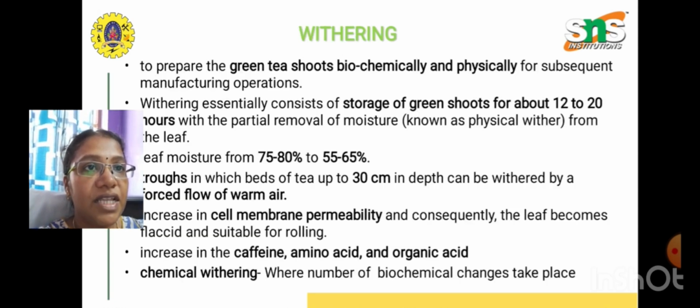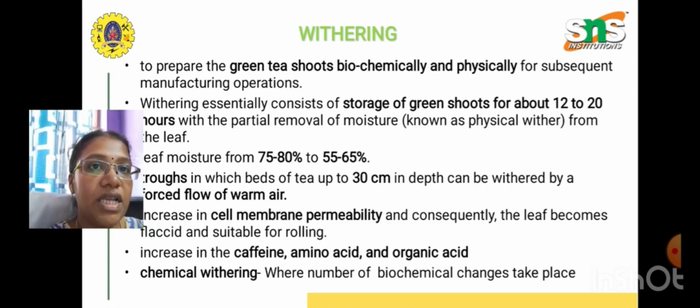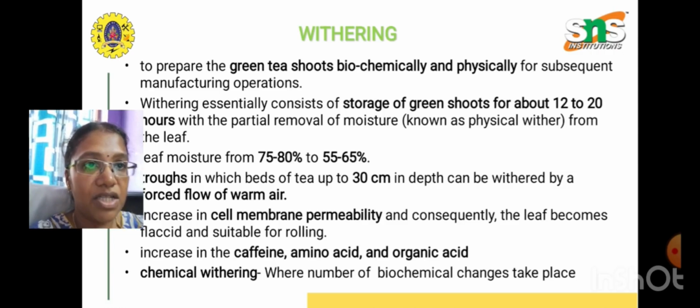And next is the withering process. So in black tea processing, withering is nothing but preparing the green tea shoots biochemically and physically for subsequent manufacturing operations. Withering is essential because of the storage of green shoots for about 12 to 20 hours with the partial removal of moisture from the leaf. So here the leaf moisture goes from around 75 to 80% down to 55 to 65%.